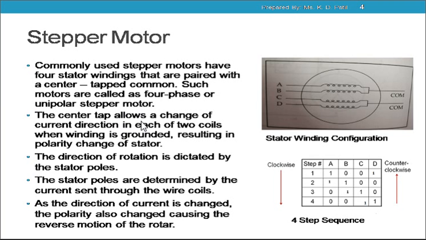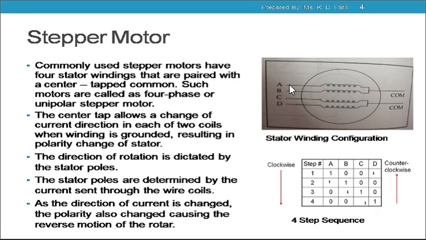The center tap allows a change of current direction in each of these two coils when the winding is grounded, resulting in the polarity change of the stator. The direction of rotation is determined by the stator poles. The stator poles are determined by the current sent through the wire coils. As the direction of current is changed, the polarity also gets changed, causing the reverse motion of the rotor.